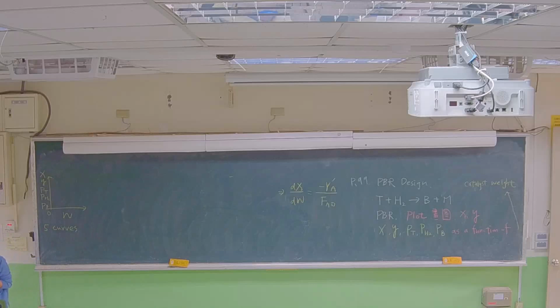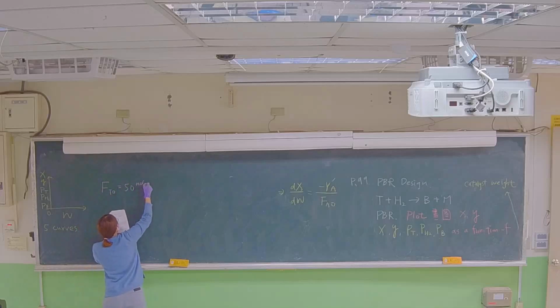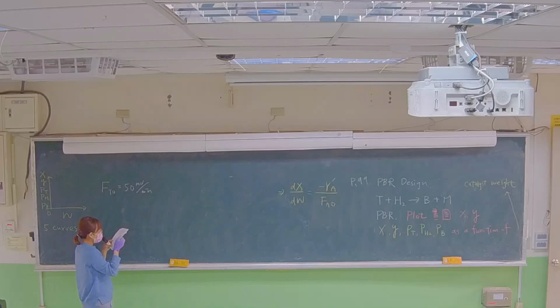And then we have another problem. So we can follow the sentence, okay? So in the middle of the third line, the molar feed rate of toluene to the reactor is 50 mole per minute. So we got one information, FT0. Okay, and then the reactor is operated at P0, right? 40 atm. That is P0 and the T0.